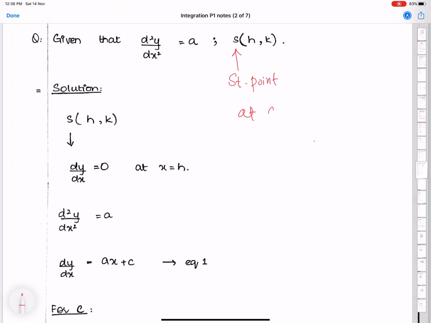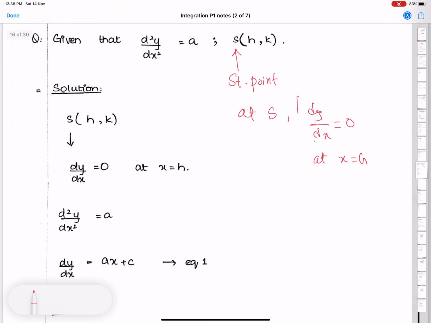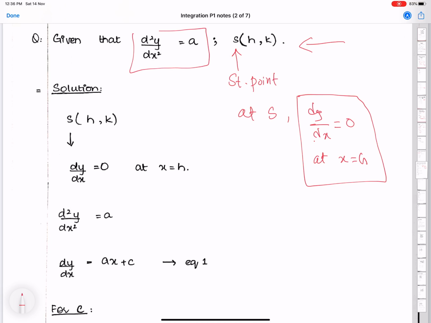At stationary point, gradient is 0. So by using these conditions, this is for C. In fact, we will use this point. First, we will use this to get the first constant of integration, and then we will use this to get the second constant of integration, because we have to integrate this twice. So we will get two constants of integration. For the first constant, use this condition, and for the second constant, use this condition.